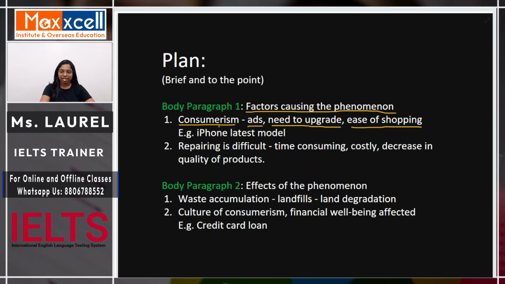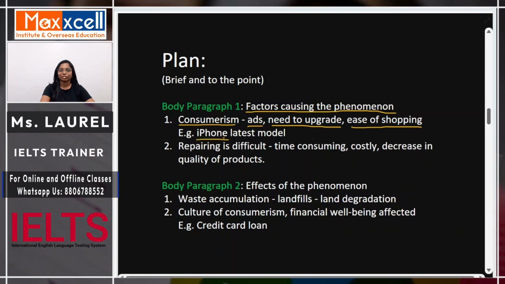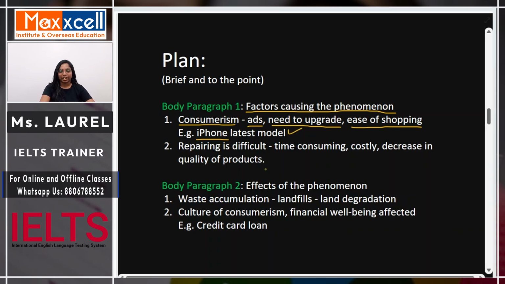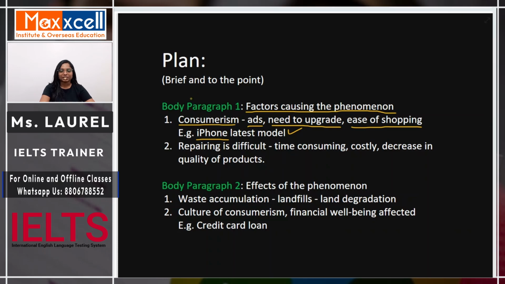And here is an example that I've given, the iPhone. As we know, every time iPhone releases a new model, they make very slight changes, not even big changes, very small changes, and they make a big deal out of it and then they try to sell you the new model, right? And then we all go crazy and try to buy it, correct? So this is the consumerism part.